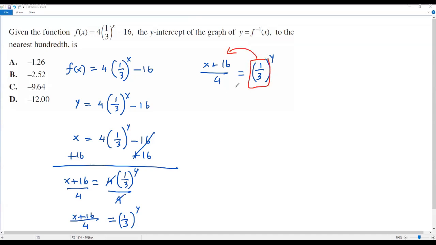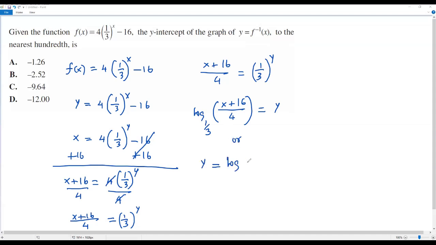If I move the base 1/3 to the left side of the equation, it becomes log to the base 1/3, and the expression on the left side, which already exists, becomes the argument of this logarithm. It is log of (x plus 16) over 4 to the base 1/3. The exponent y becomes the other side, the right side. Now I've solved for y in terms of x. We can write the result as y equals log to the base 1/3 of (x plus 16) over 4.